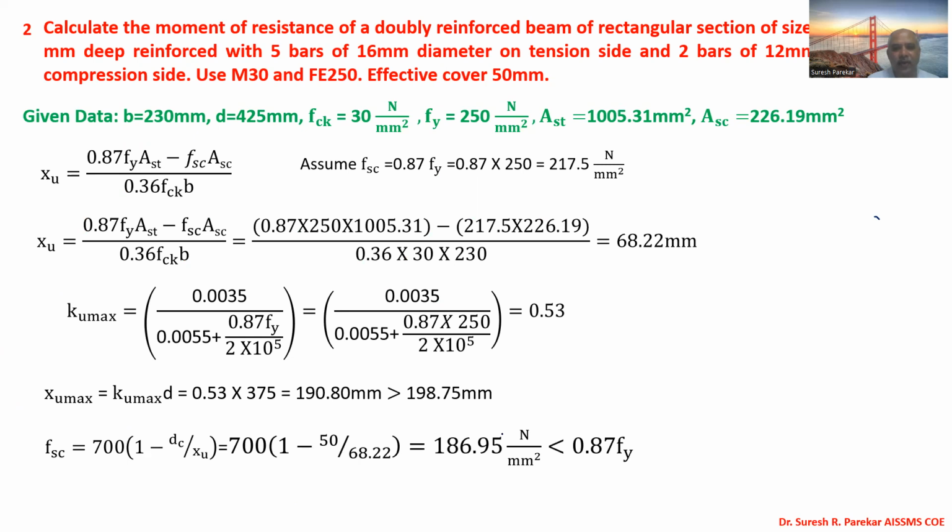Now here we have the value of Fsc. Actually here we should have this as 68.22 millimeters, and therefore we have again under reinforced. Now it comes 186.95, so we have to replace Fsc in terms of Xu. We know the formula for Fsc, that is 0.0035 in bracket 1 minus dc upon x, and we will substitute this formula in the basic equation, and from this we will get the value of Xu.